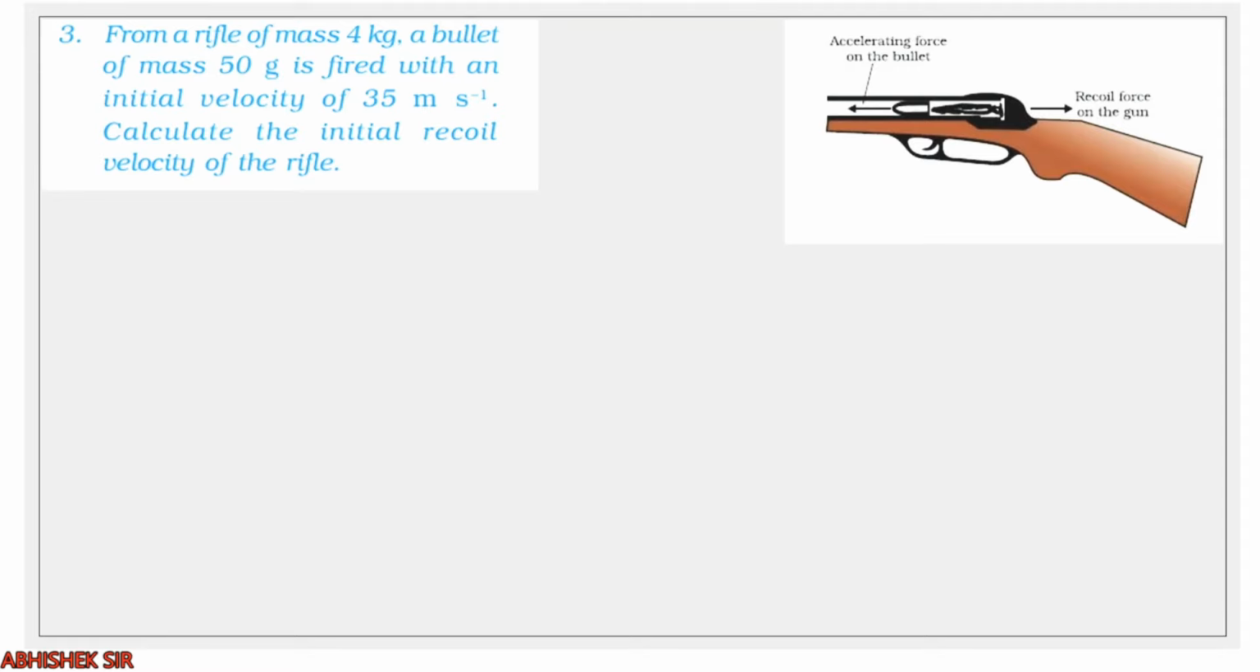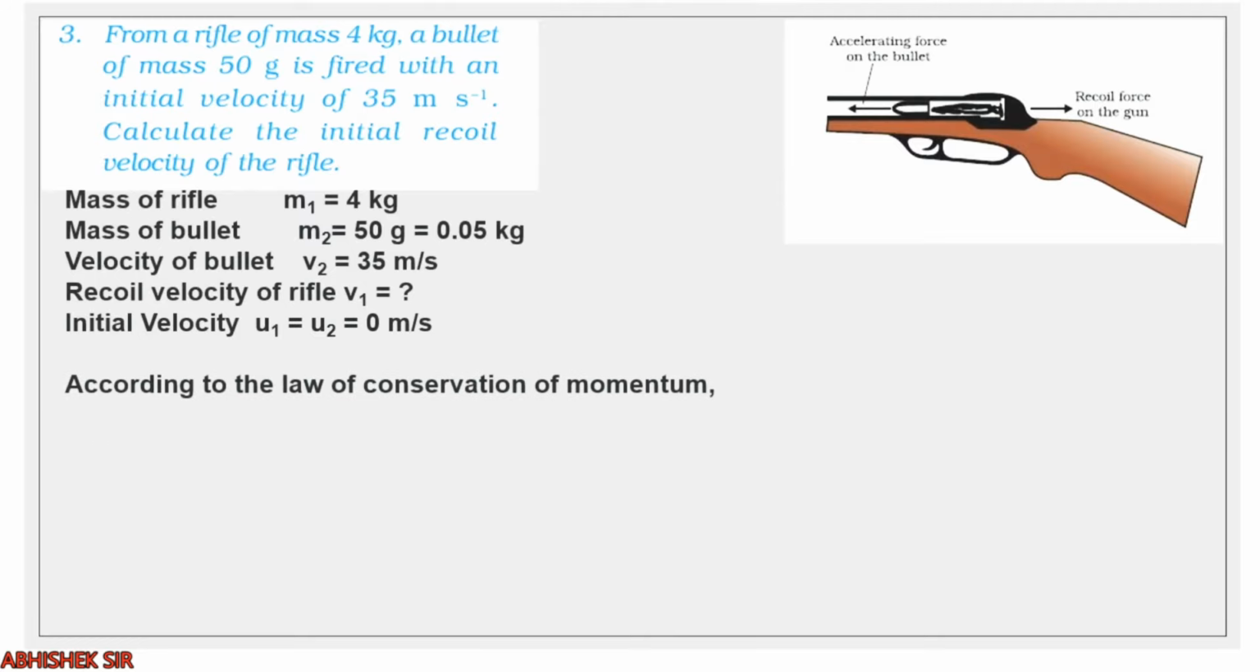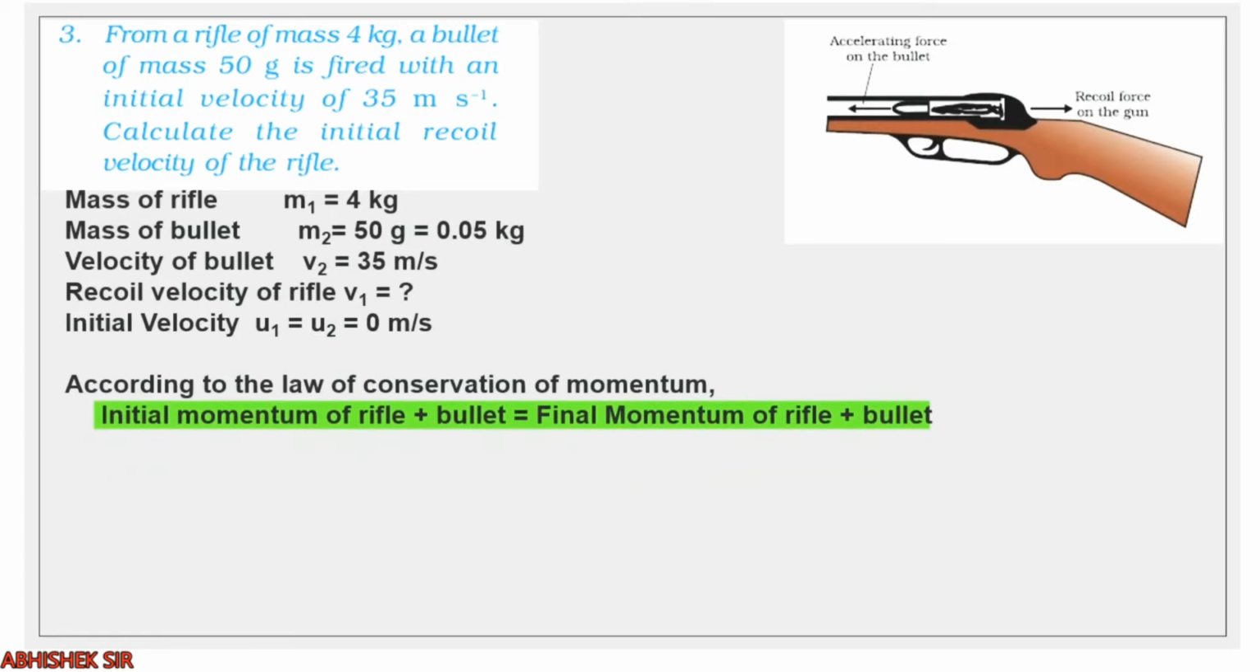So before firing and after firing, let us start with the given list. Mass of rifle M1 is 4 kilogram, mass of bullet M2 is 50 gram, so convert it into kilogram: 0.05. Velocity of bullet after firing, V2, is 35 meter per second. Recoil velocity V1 is what we are finding. Initial velocities U1 and U2 are both 0 meter per second. Now according to the law of conservation of momentum, total momentum before firing is equal to total momentum after firing.